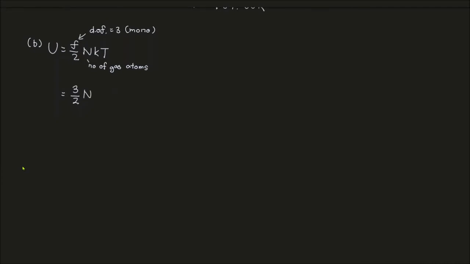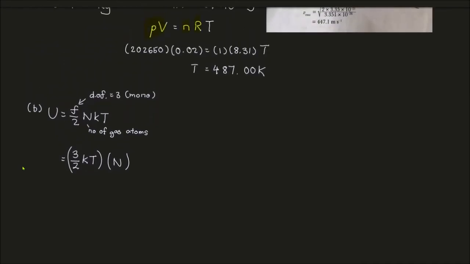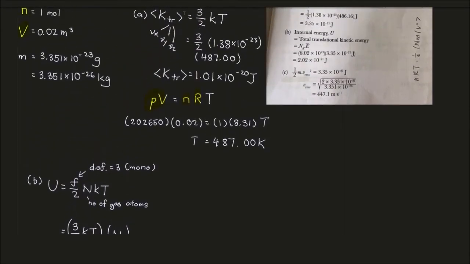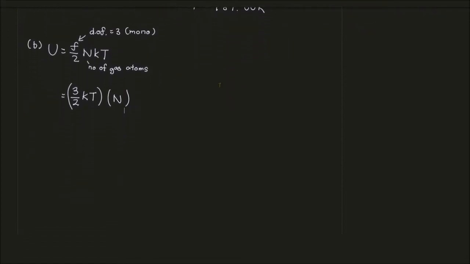Write this here. Then, what should I do? I want to rearrange the equation. So rearrange the equation, then you get 3/2 kT times N. So 3/2 kT is what I obtained from this part A over here. So essentially we can just use 1.01 times 10 to the power of -20 as the answer. Then I bring it down for question B.